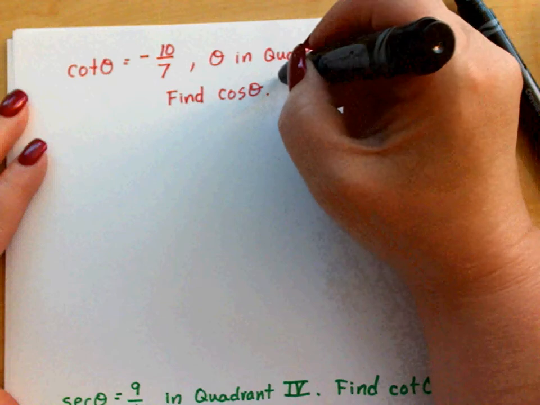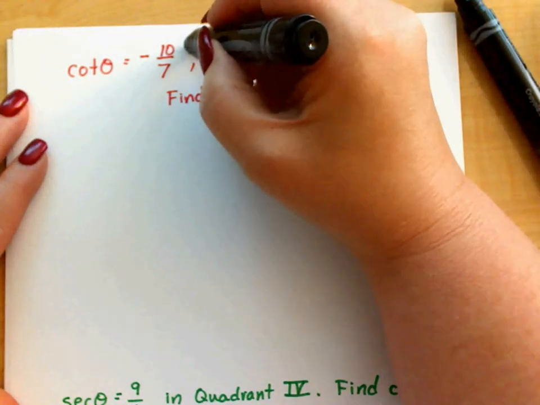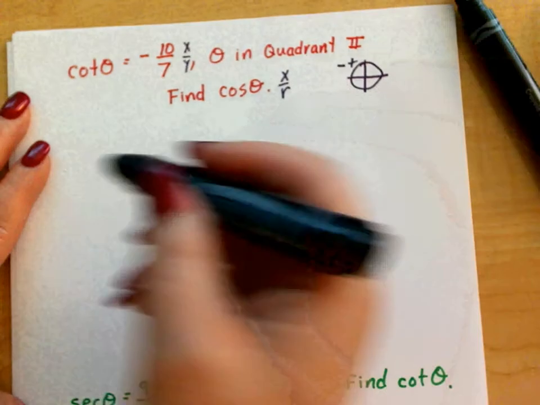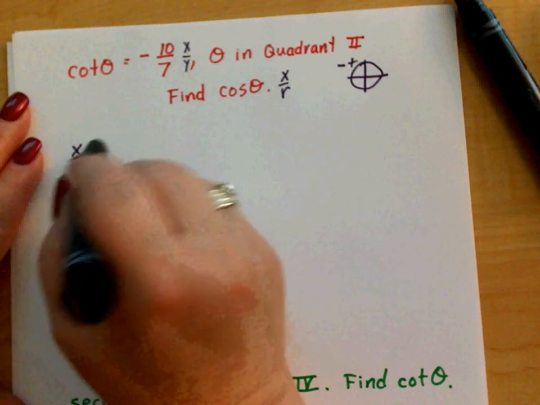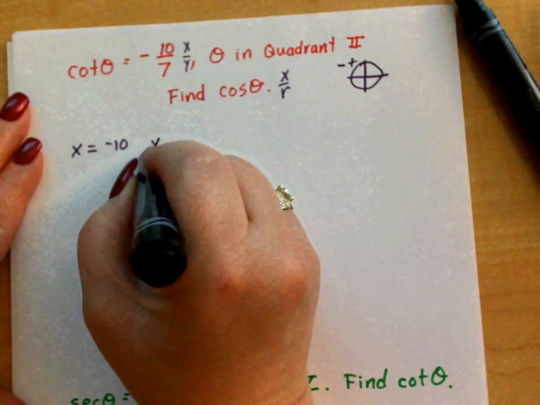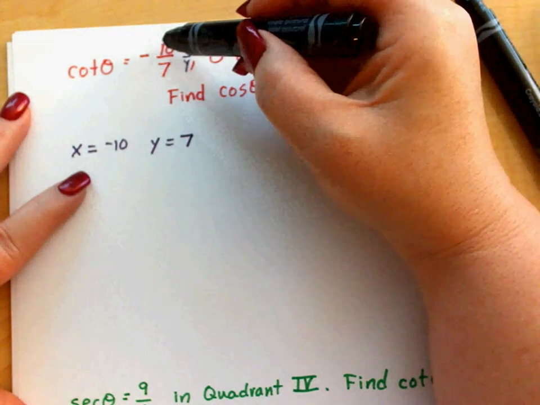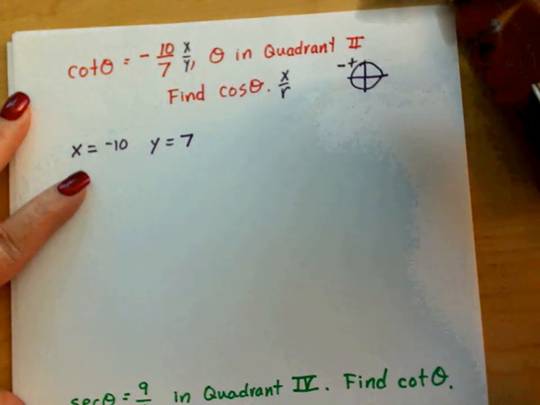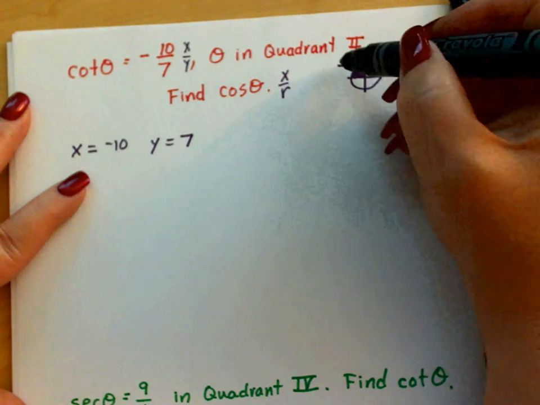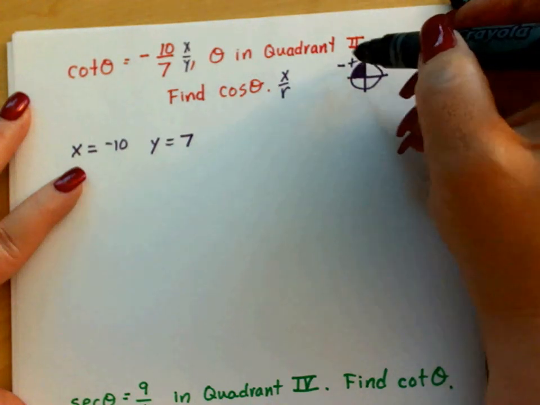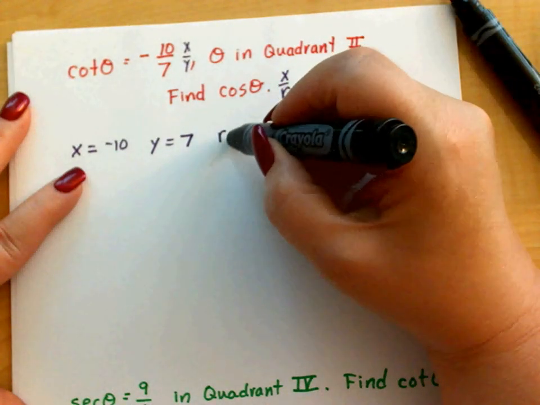I know cosine of theta is x over r. I know cotangent is x over y, so things that I already know is I know that x must be negative 10 and y must be 7. And you might ask, how did you know that the negative was attached to the x and not to the y? Well, that has to do with being in the second quadrant over here, where the x part's negative and the y part's positive. So to find cosine, I need to know x over r, so the part that I'm missing is r.